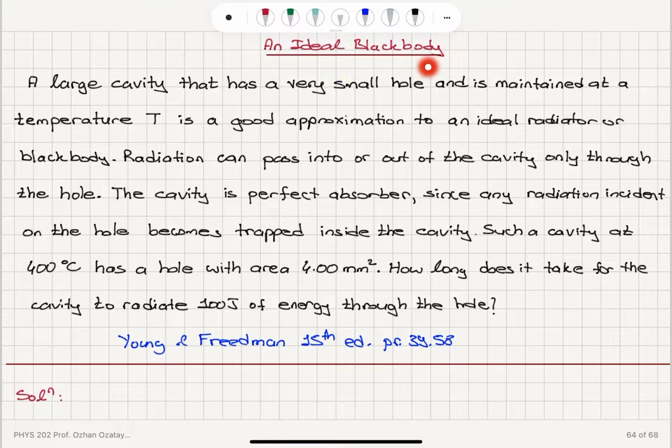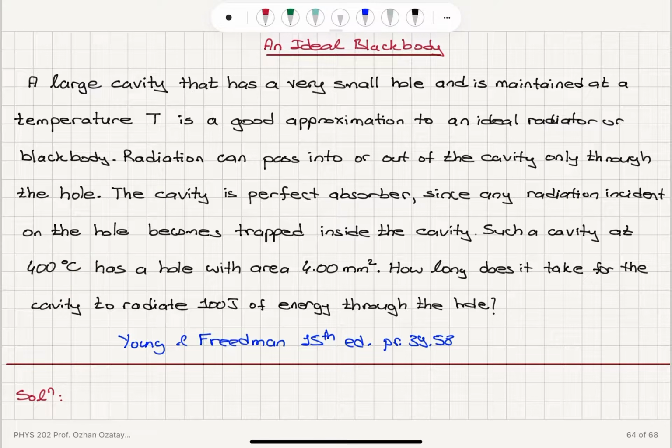An ideal blackbody. A large cavity that has a very small hole and is maintained at a temperature T is a good approximation to an ideal radiator or blackbody. Radiation can pass into or out of the cavity only through the hole. The cavity is a perfect absorber since any radiation incident on the hole becomes trapped inside the cavity.